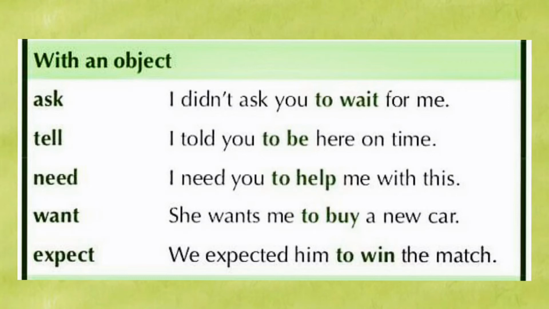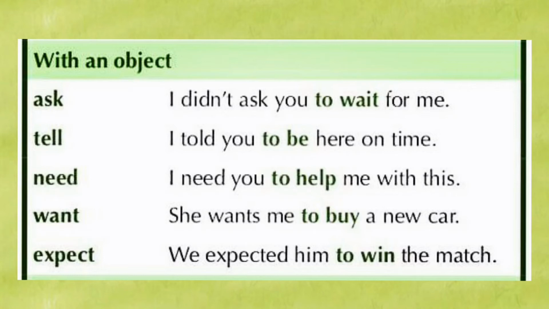When verbs like ask, tell, need, want, expect act as the main verb, then after the main verb comes an object, then you have to use only to plus verb form. Example: I didn't ask you to wait for me. I didn't ask. Ask is the verb, you is the object. After the object you, to plus verb form, to wait.